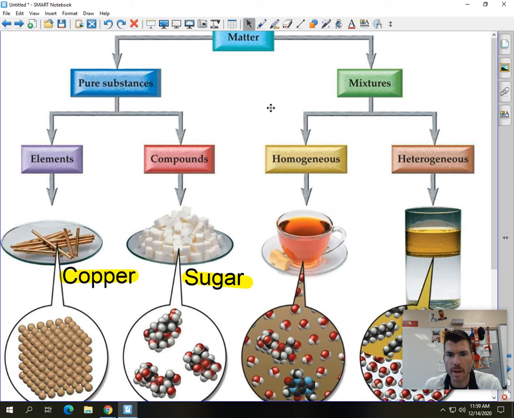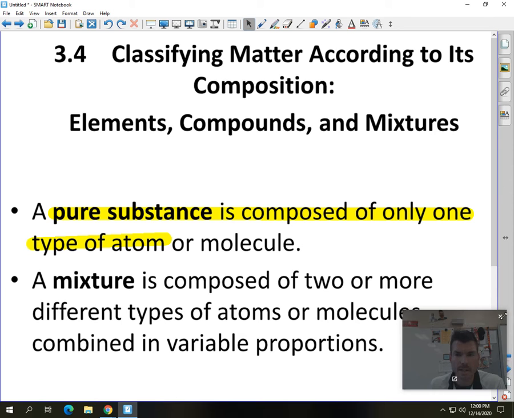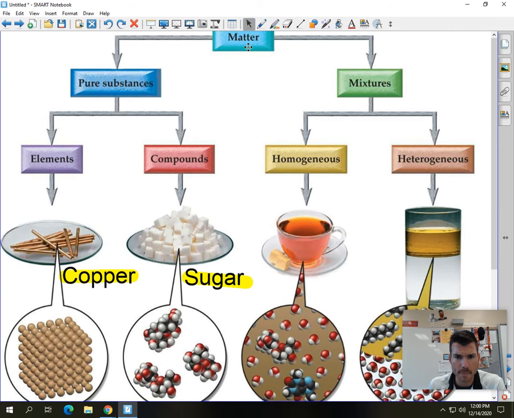So here we have what I call the matter pyramid. The matter pyramid starts with matter, and matter can be broken down into two different categories. And those categories can be broken down into two different categories, and each has an example. As soon as you have that drawn, let's take the notes real quickly. So again, matter, back here on the top, was anything that has mass and takes up space. We've already written that down.